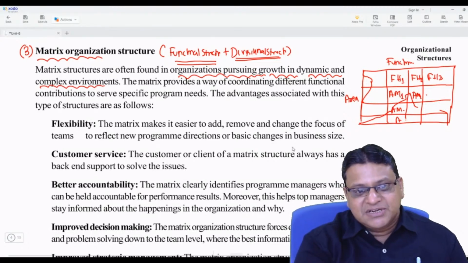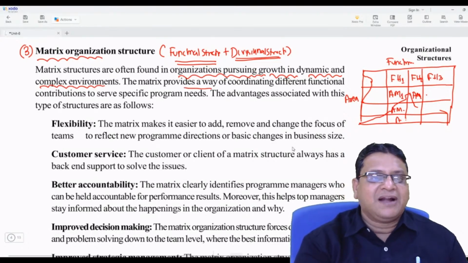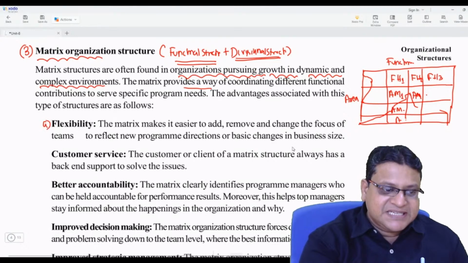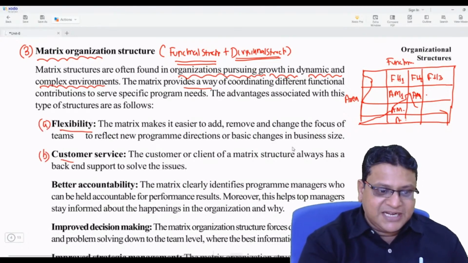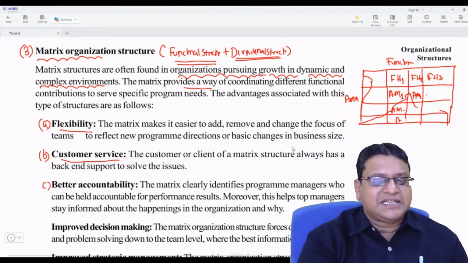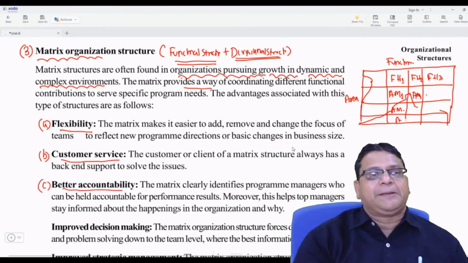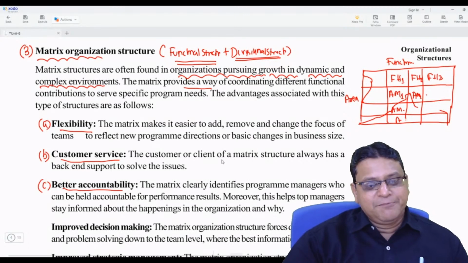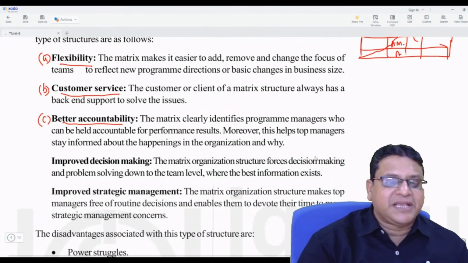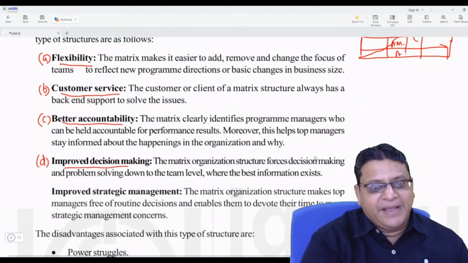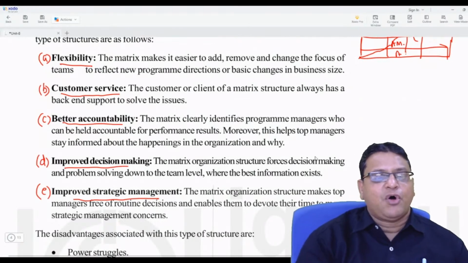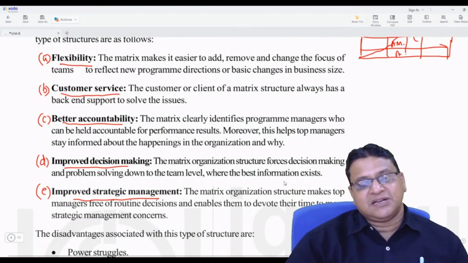The matrix structure has certain advantages. It is a flexible structure. It is a customer service related structure. It creates better accountability, it improves decision making, and it improves strategic management. These are different merits of the matrix organizational structure.